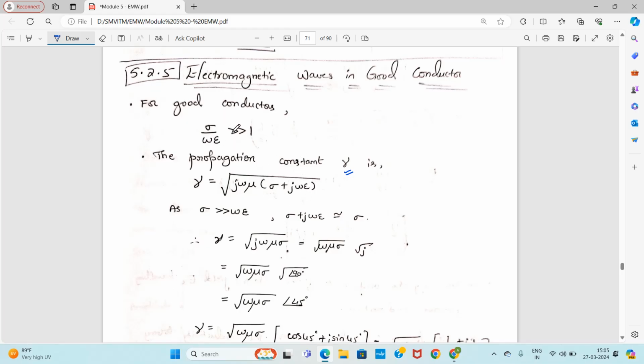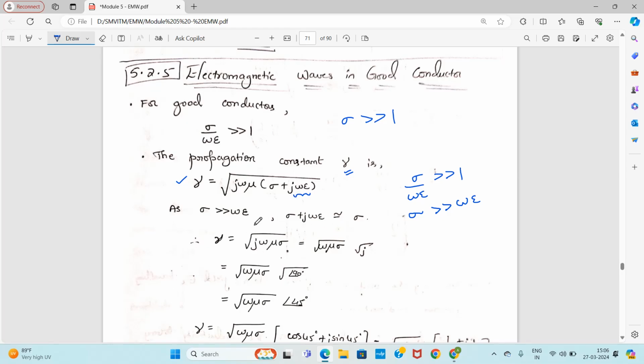So whenever we have sigma by omega epsilon or sigma itself very much greater than 1, then we'll have to use this formula for propagation constant calculation, right? So here it is root of j omega mu into sigma plus j omega epsilon. And if this ratio sigma by omega epsilon is very much greater than 1, can I say that sigma is greater than omega epsilon? So compared to omega epsilon, the sigma value is very high. So I can just ignore this, right? It becomes very insignificant.